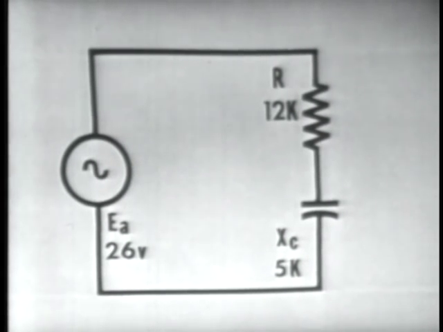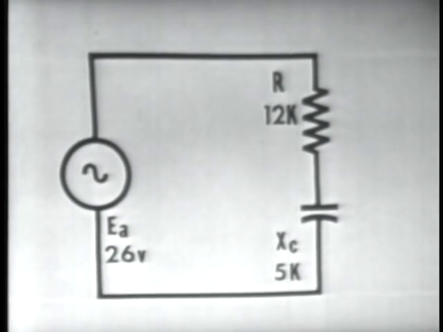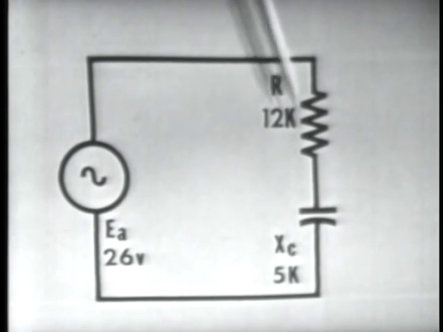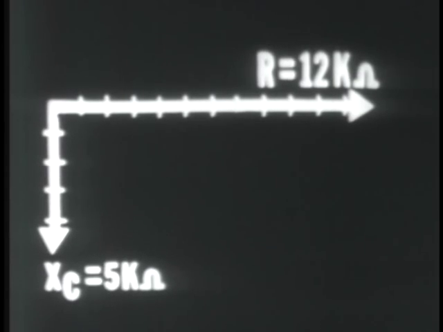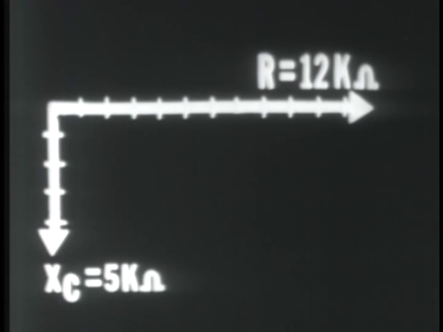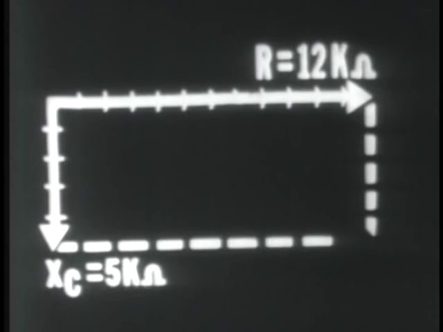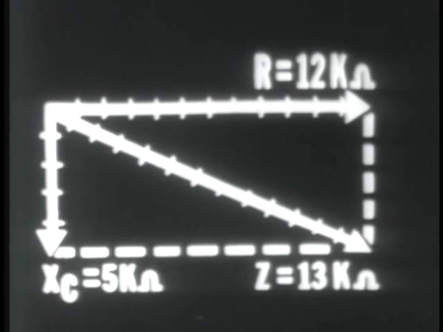Now, to solve this graphically with the aid of vectors, we'll begin by plotting R, which is equal to 12 k ohms at 0 degrees. Now, each mark or each unit here on our vector is equal to 1 k ohm or 1 unit. So once again, R would be equal to 12 k ohms at 0 degrees. Next, X sub C is plotted at minus 90 degrees, which in our problem was 5 units or 5 k ohms. We construct a parallelogram and draw in our radius vector.